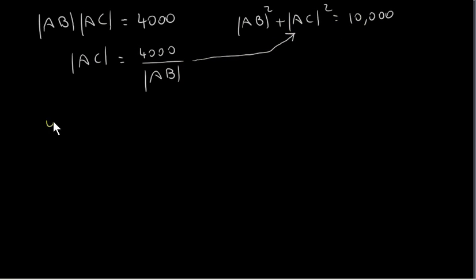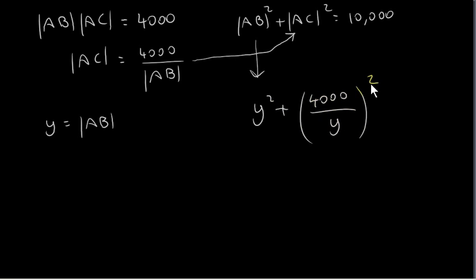Now I'm just going to let y equal AB just for convenience. So for AB squared, we have y squared plus AC squared. That's 4,000 divided by y, squared, and we have 10,000 on the right hand side. So you see we get a quadratic equation in y.